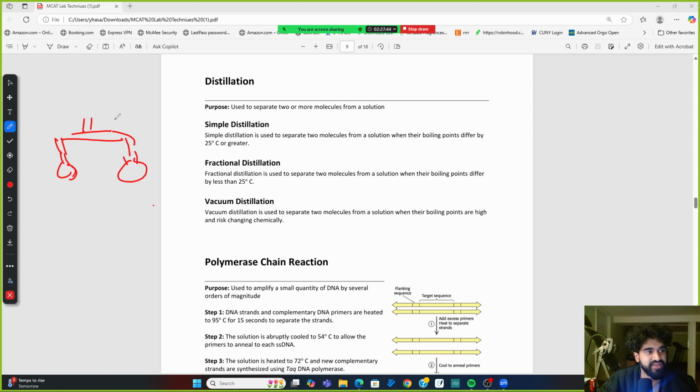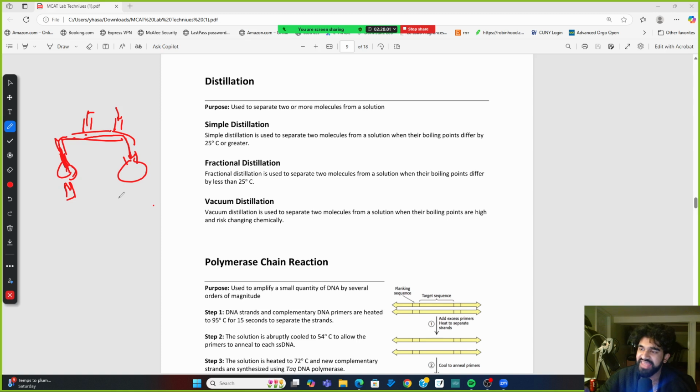Inside the condenser, we have water in this way, out that way. It cools down this whole thing. We put the fire right here. This thing boils, comes back down, boils, comes back down, boils, comes into here, cools down, condenses, comes out, boom, right there.